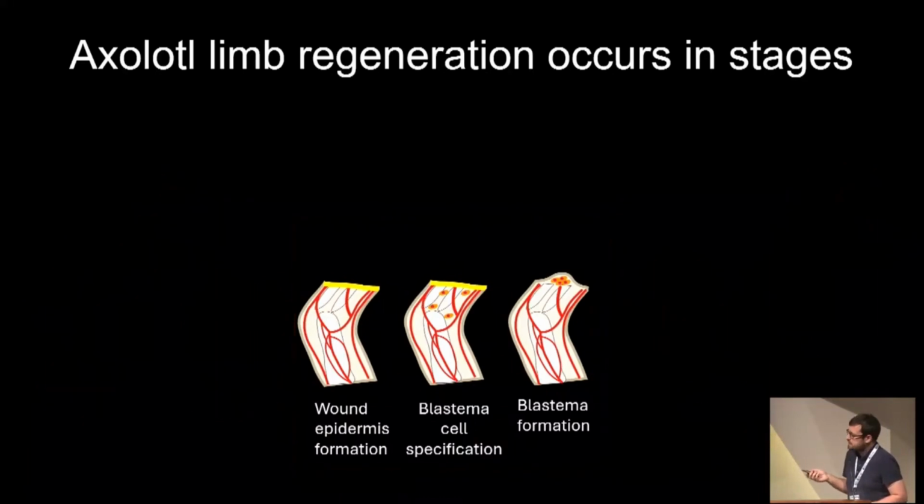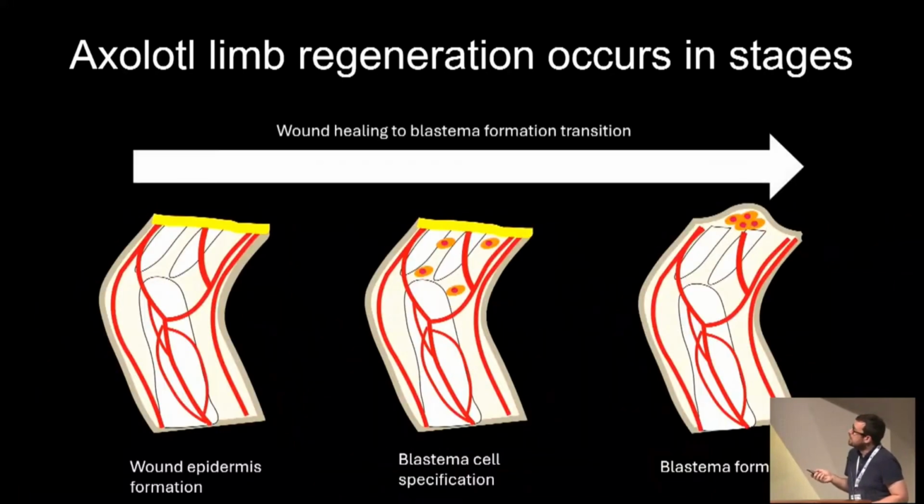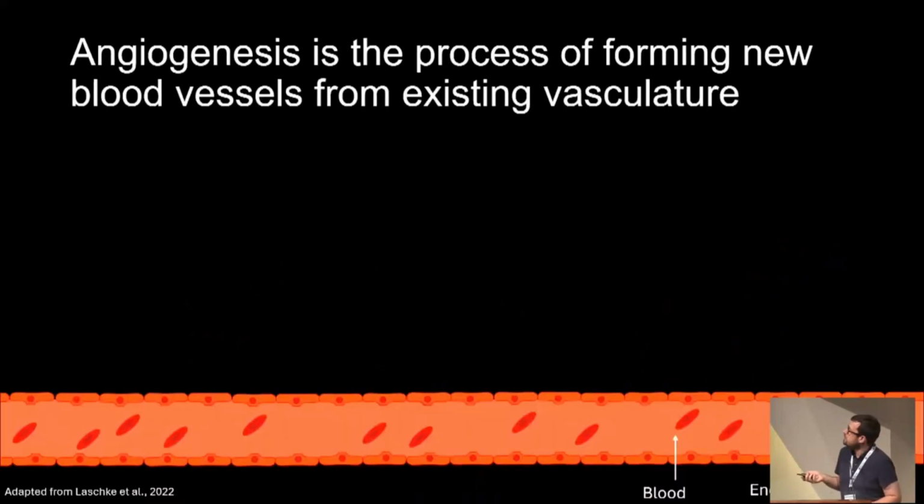I'm particularly interested in this part here because this represents the wound healing to blastema formation transition. And I believe that angiogenesis, or the regulation of angiogenesis, is important in this process. So just a quick run through what angiogenesis is. Angiogenesis is the process of forming new blood vessels from existing vasculature.